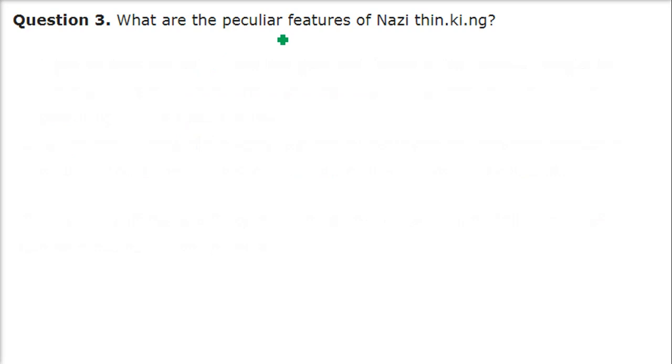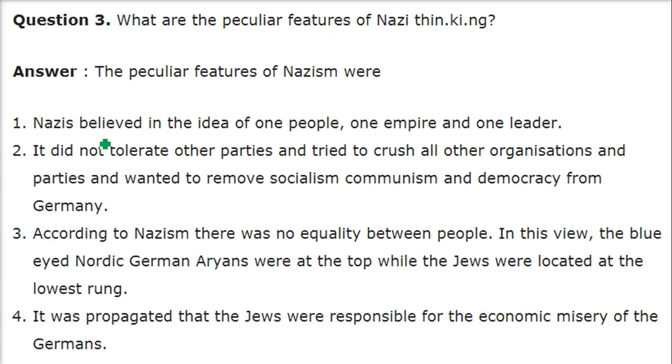What are the peculiar features of Nazi thinking? Nazis believed in the idea of one people, one empire, and one leader. They didn't tolerate other parties, and they tried to crush all the organizations in the party and wanted to remove socialism, communism and democracy from Germany.